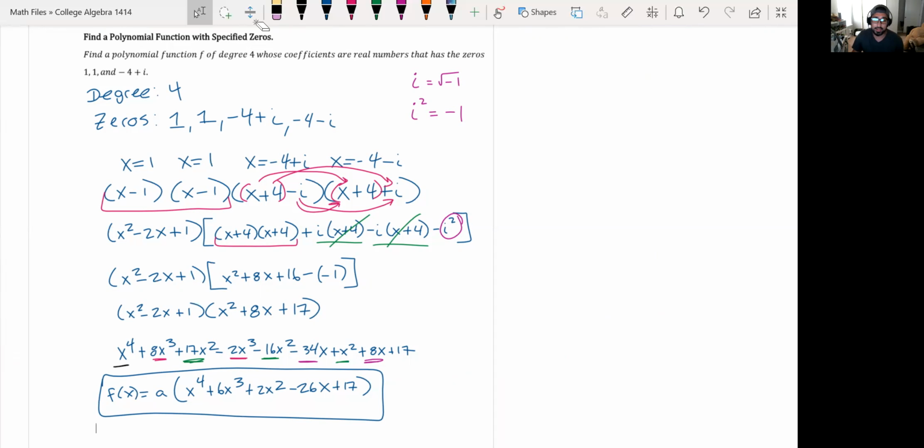And I guess they put an a in front because we don't know what the leading coefficient is. Sure. All right. Well, that's it. So fun process. All right.